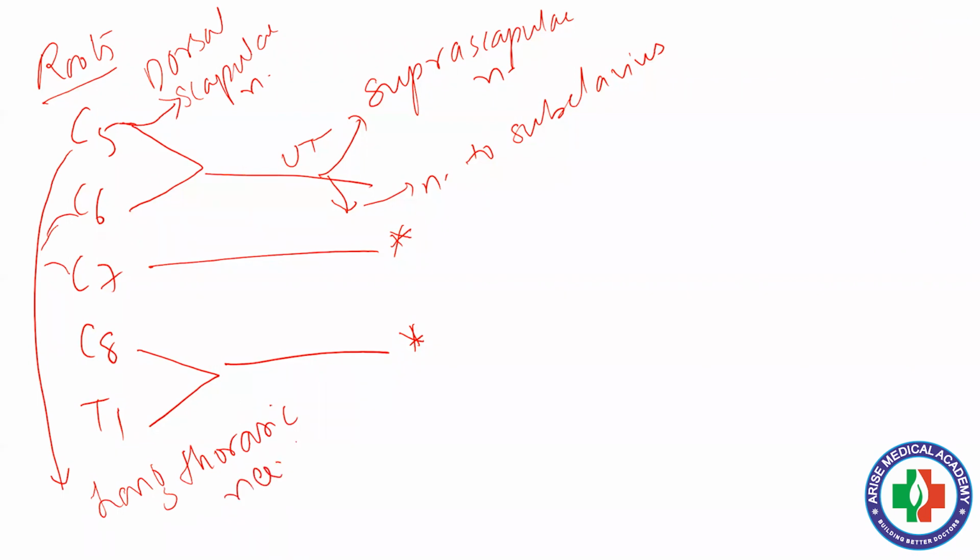So when you are seeing the image, I want you to appreciate these branches. There will be two branches coming from the roots, one only from C5, another from C5, C6 and C7. Whereas two branches come from the upper trunk of brachial plexus: the suprascapular nerve and the nerve to subclavius. We'll understand what these branches are in detail. I'll make you write the notes later. But for now, let us try to identify them on the images.